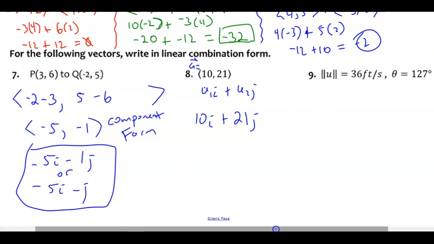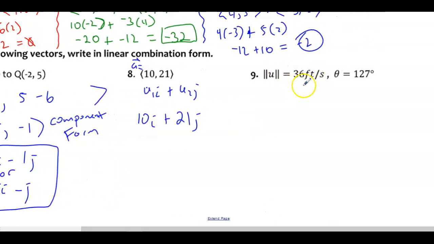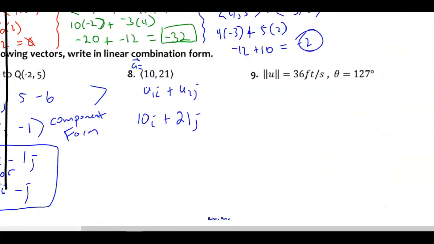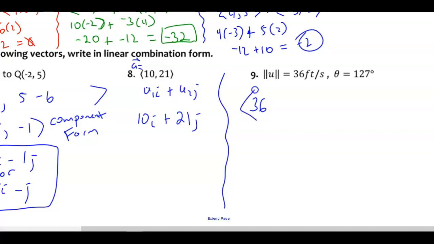For this one, all right, this is exactly like, I believe it was number 3. Yeah, like number 3. So we have 36 magnitude times the cosine of 127, and 36 sine of 127. So I'm going to punch that in my calculator.